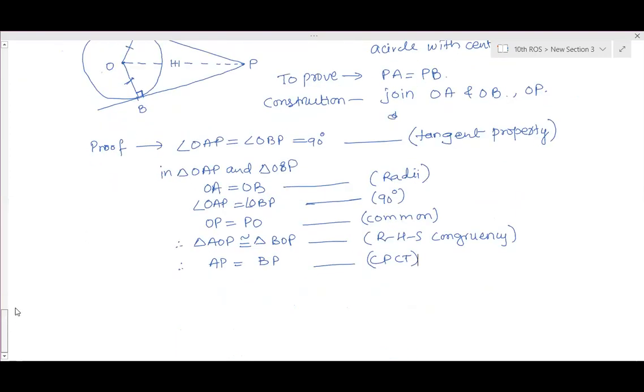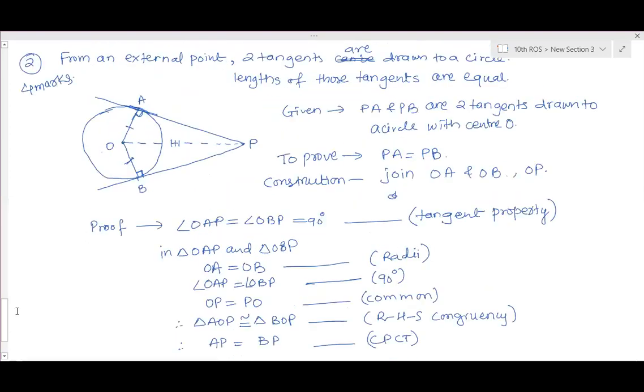Done this one. Now from this, there are two more proofs we can do. When we prove these two triangles are congruent, then we can tell that this angle is equal to this angle by CPCT. These two angles are equal, as well as this angle and this angle are also equal. So this you have to remember.